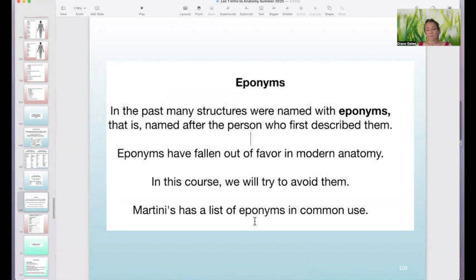Martini's has a list of eponyms that are in common use, and you can look in the back of the book and see that list. All right, that is the end.